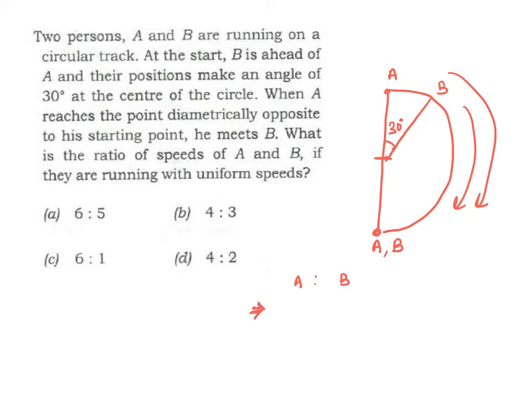When time is constant, distance ratio is nothing but speeds ratio. So speeds and distances are the same ratio when you consider. A travels 180 degrees, whereas B travels 150 degrees. So the speeds ratio is 6:5.